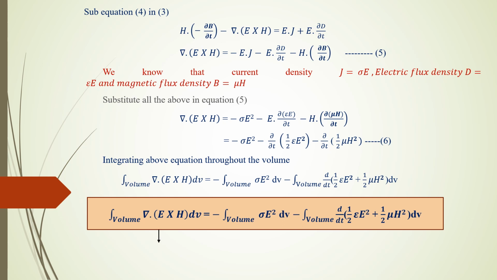minus the integral of σE² dV minus the volume integral of d/dt of (1/2 ε E² plus 1/2 μ H²). So that is the left side of the equation, and on the right side you have two terms. The first term on the left side represents total power, and the right side gives you power dissipation. This is the first term, and the second term is the rate of energy stored.